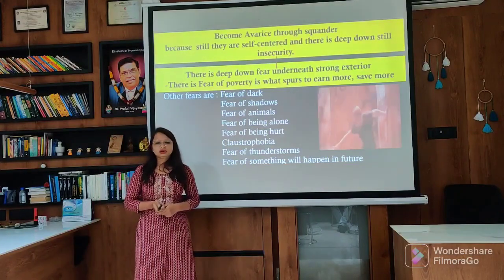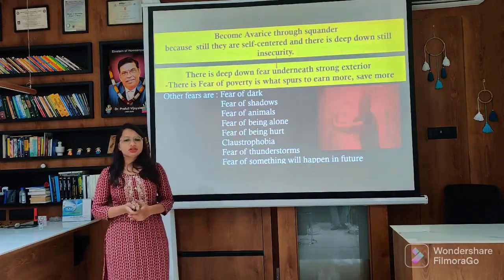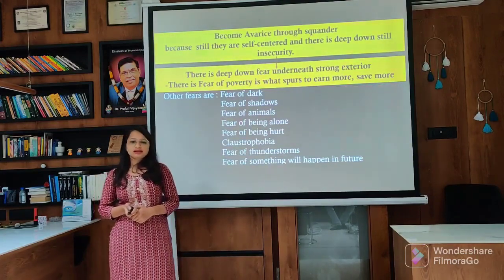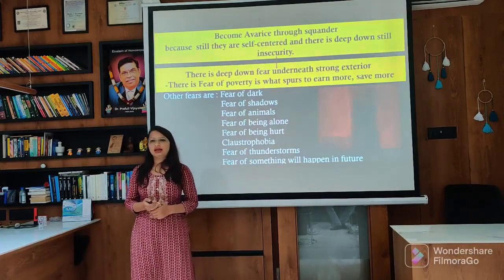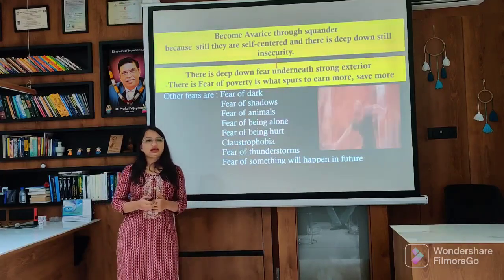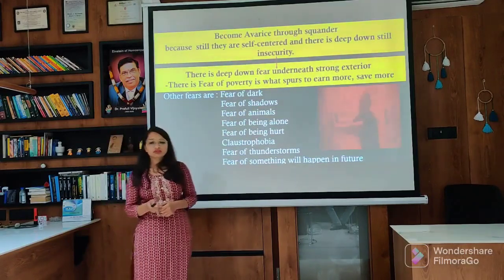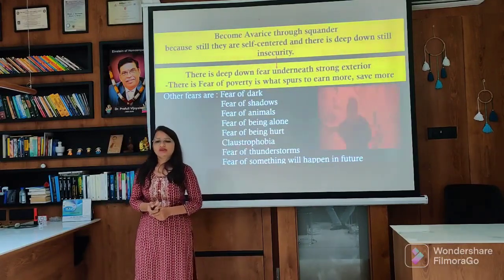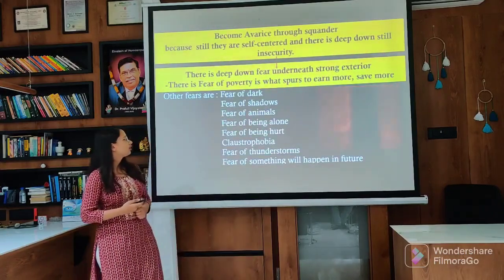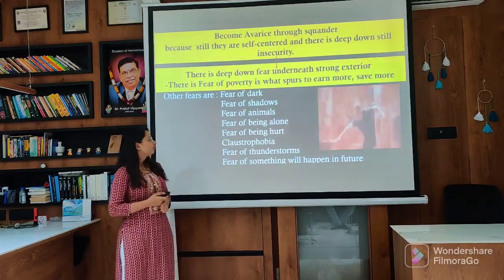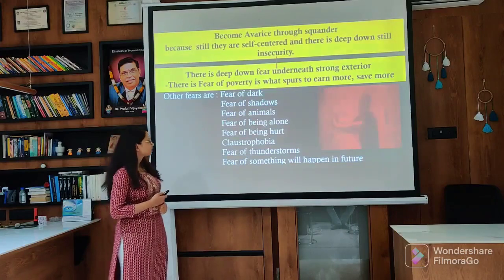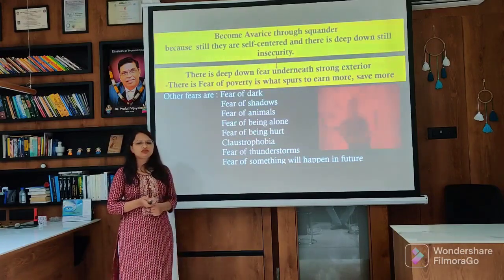They become avaricious, a miser, because they are still self-centered and deep down still have insecurity. There is deep-down fear underneath the strong exterior. They are hard externally, but fear is soaring within them. There is a fear of poverty, so they must earn more and save more. The other fears are fear of dark, fear of shadow, fear of animals, fear of being alone, fear of being hurt, claustrophobia, fear of thunderstorm, and fear that something will happen in the future.